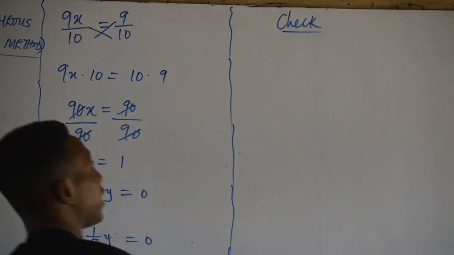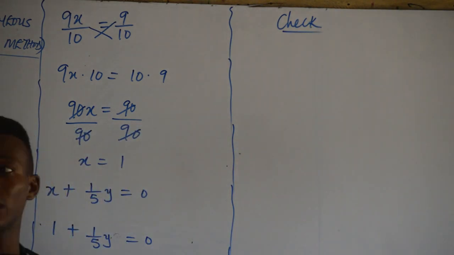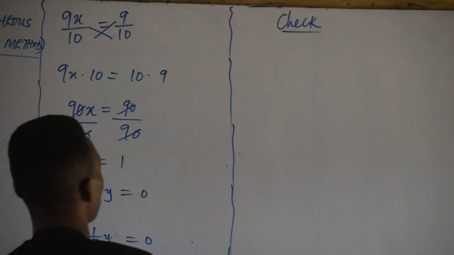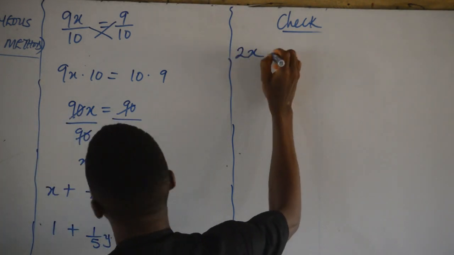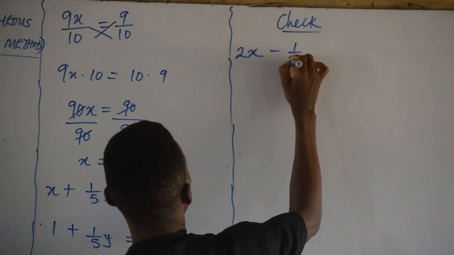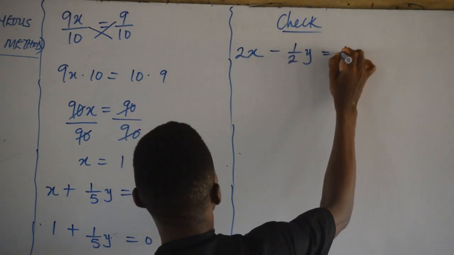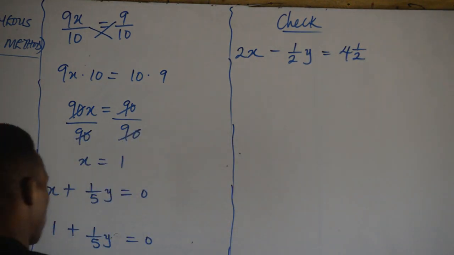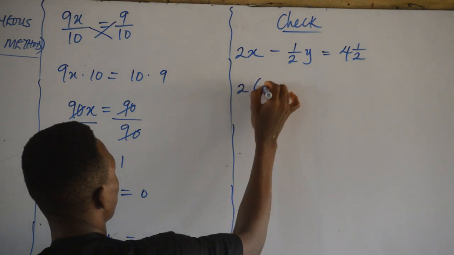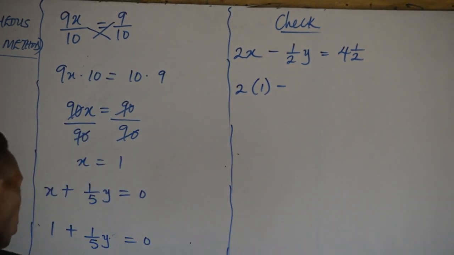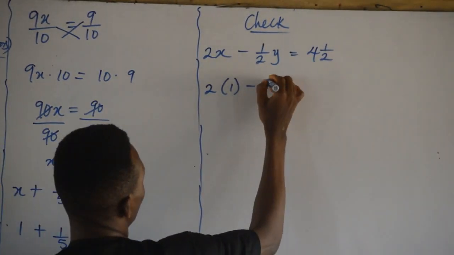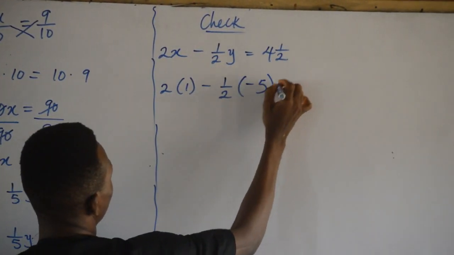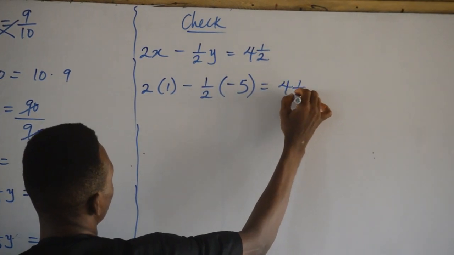And to check, like I told us in our last class, you can either use equation 1 to check or use your equation 2 to check. So here, let me use equation 1 to check. We have 2x minus 1 over 2y equals to 4 whole number 1 all over 2, and our x here is 1. So anywhere you see x, you replace it by 1. 2 into bracket 1 minus our y is minus 5. That's 1 all over 2 into bracket minus 5. Everything equals to 4 number 1 all over 2.